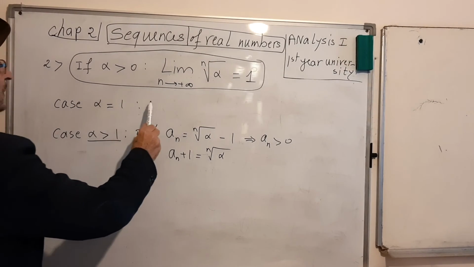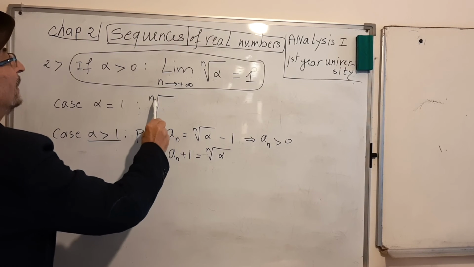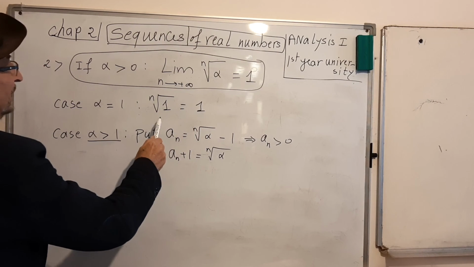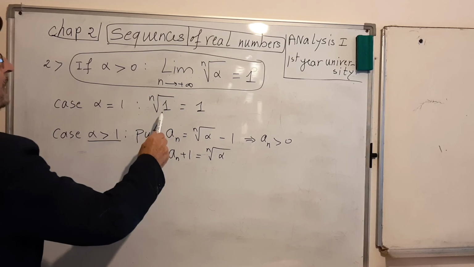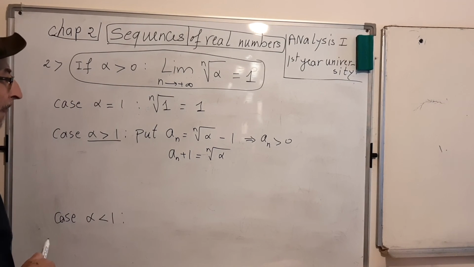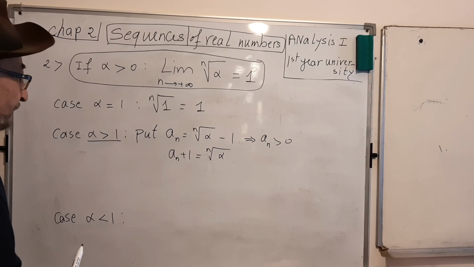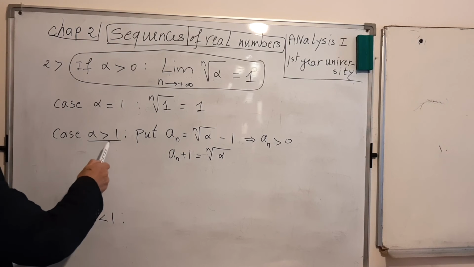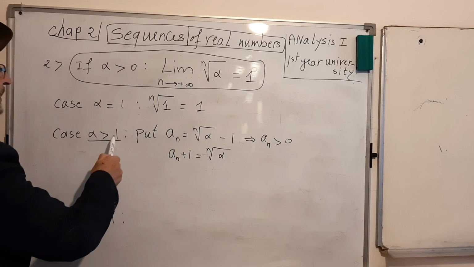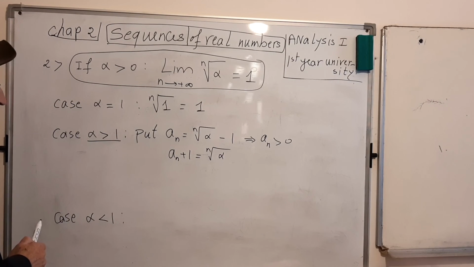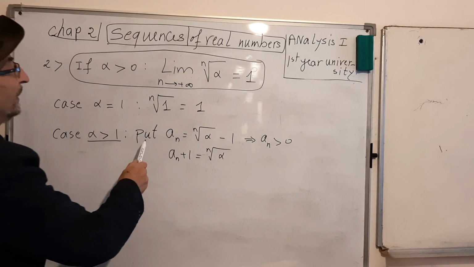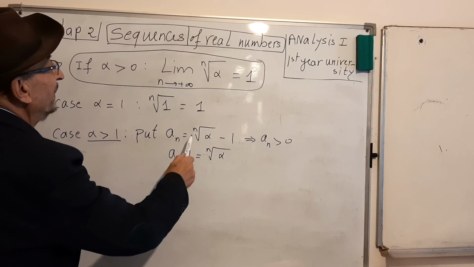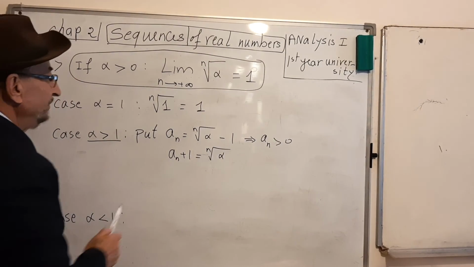If alpha equals 1, we have the nth root of 1 is 1 for every n. Now, if alpha is strictly greater than 1, we put an equal to the nth root of alpha minus 1.